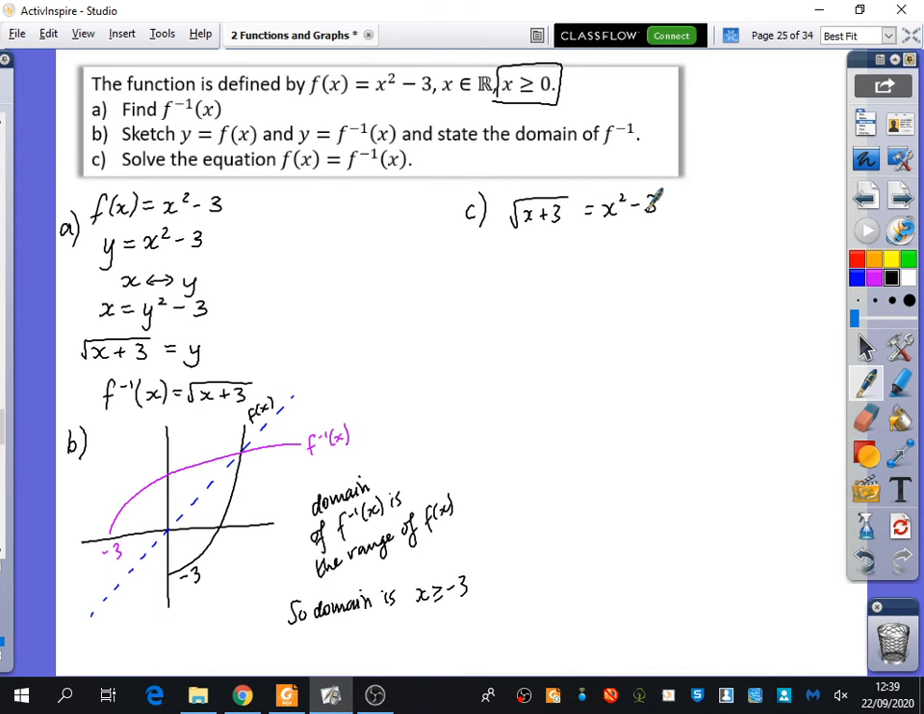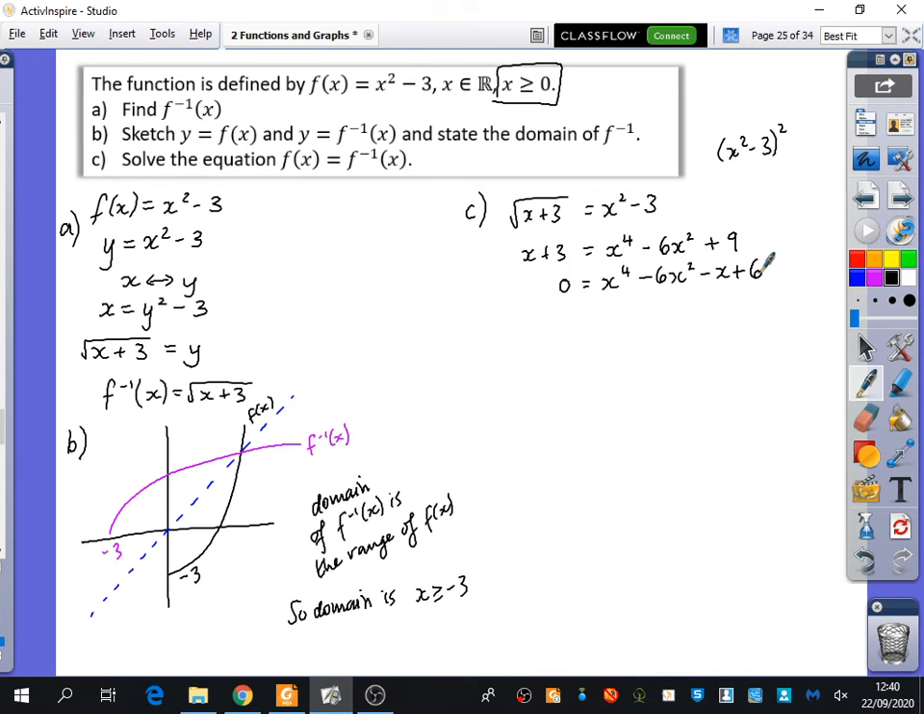What would I do to both sides? Square it. So if I square both sides, I get x plus 3 equals that whole thing squared. So that's (x squared minus 3) squared, which becomes what? x to the power of 4 minus 6x squared plus 9, because you've got the negative 3 times the negative 3. So if you were going to make this equal 0, you would get x to the power of 4 minus 6x squared minus x plus 6.